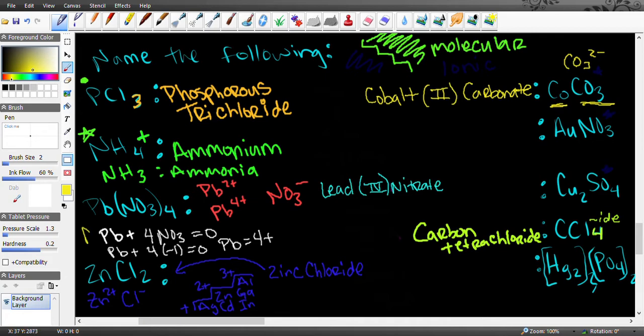If you want to use this trick right here, you can go Co plus, since we know the charge, I'm just going to plug it in, -2 equals 0. So we know that Co is going to equal 2 plus, right? Because you just add that to the other side. But yeah, so that's how you would do that one if you wanted to use the math trick.